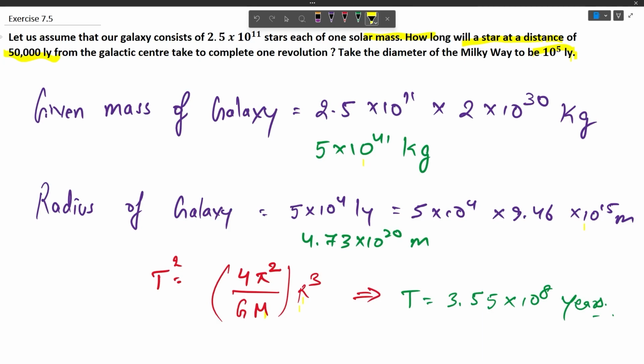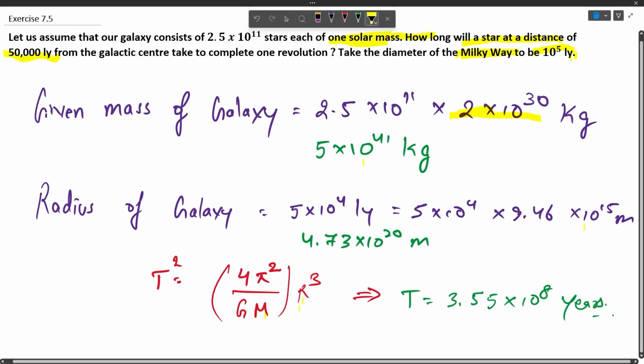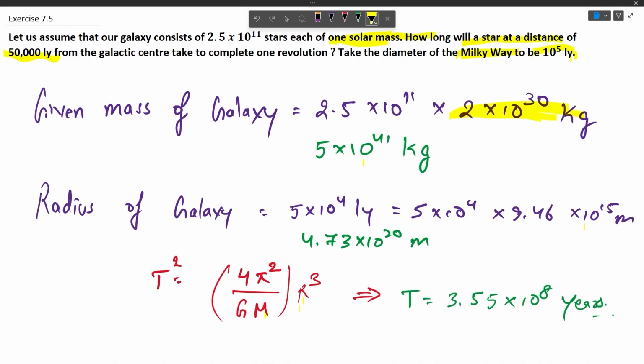So we have been given that there is a galaxy called the Milky Way, and it has 2.5 into 10 to the power 11 stars, and each of the stars has 1 solar mass, and solar mass is defined as 2 into 10 to the power 30 kg, that is the mass of one sun. And we have to find out the time period a star would require to complete one revolution, and that star is 50,000 light years away from the galactic center. 1 light year is equal to 9.46 into 10 to the power 15 meter.